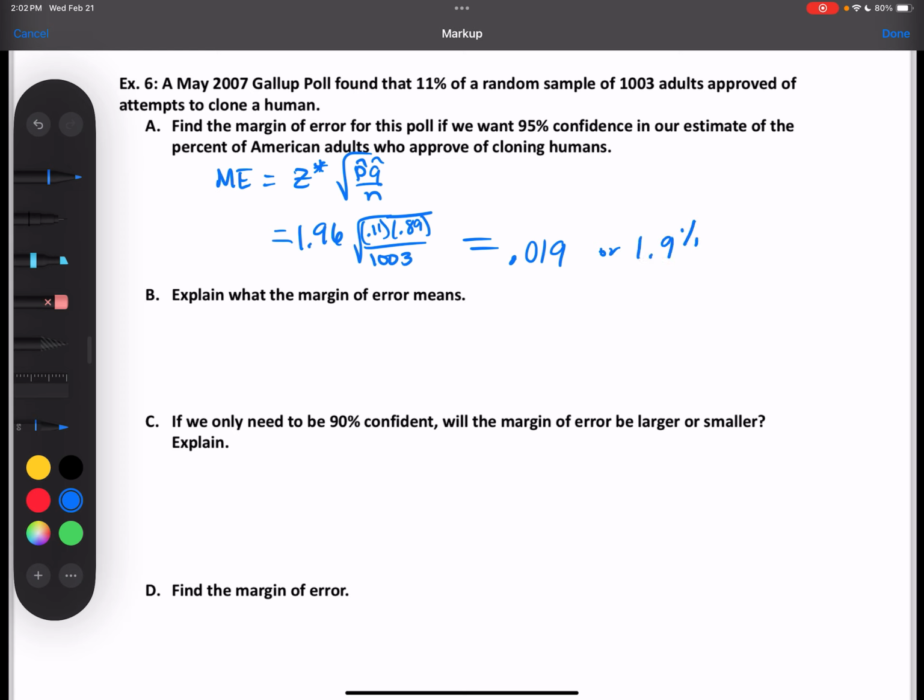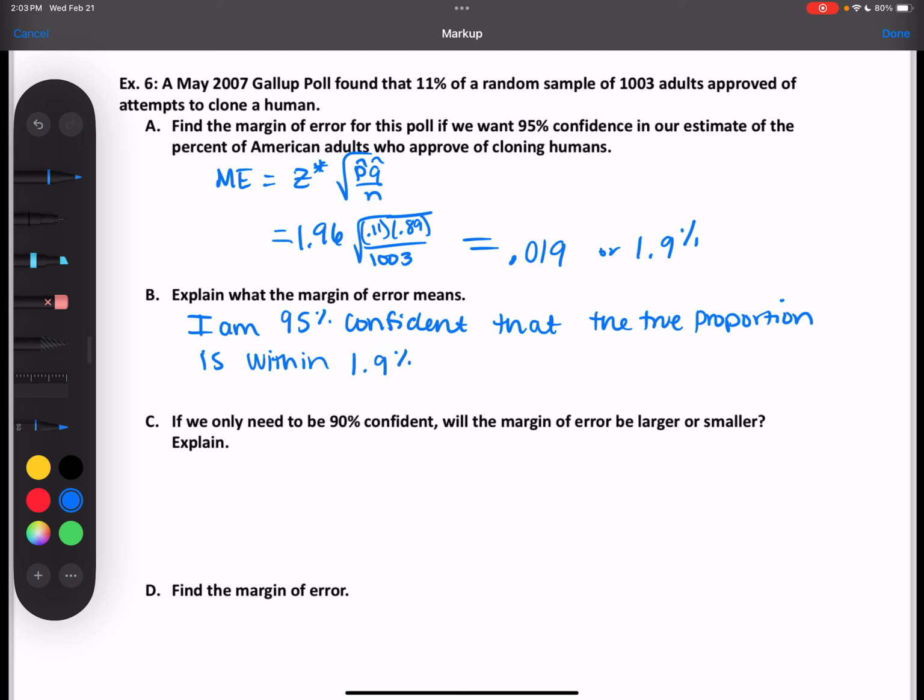So explain what the margin of error means. So this means that I am 95% confident that the true proportion is within 1.9% of 11% in favor of cloning humans.